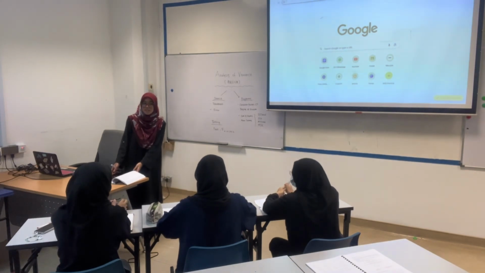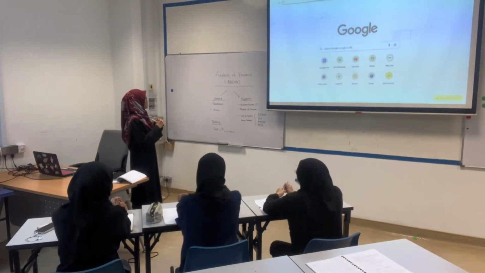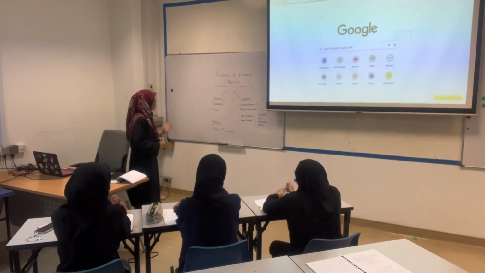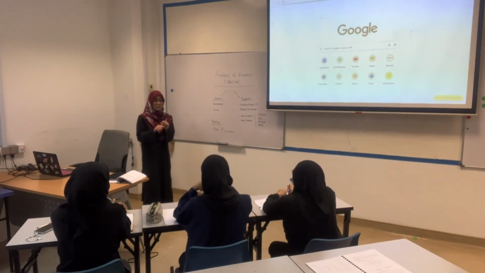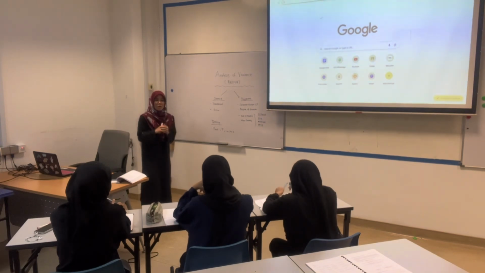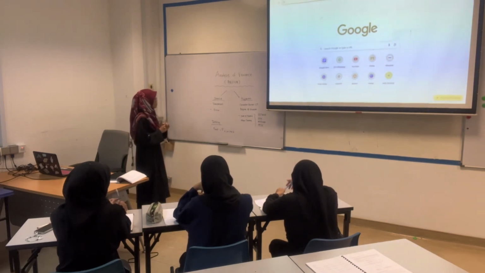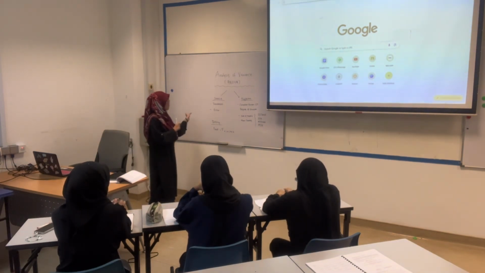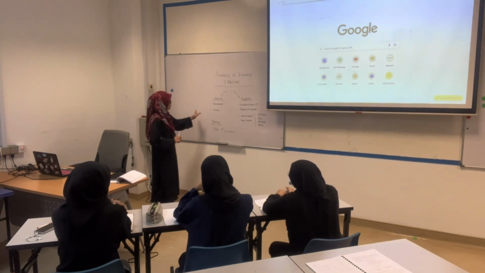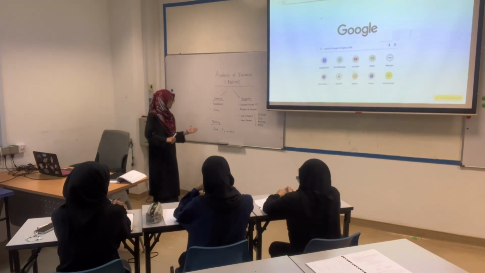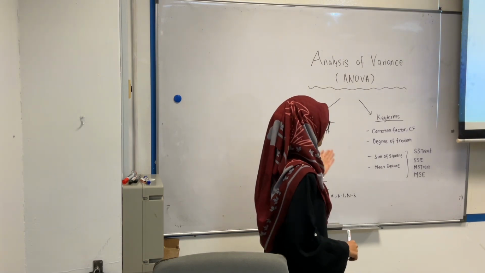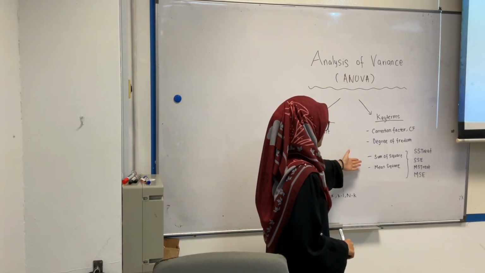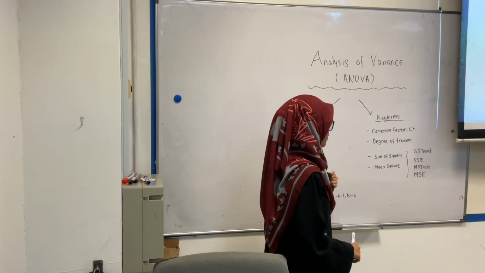Have you watched it? Yes. In that video, we learned about analysis of variance, which is ANOVA. In ANOVA, we learned how to compare 3 or more means, populations, or groups. In ANOVA also, we learned about sources and key terms. For source, we have treatment and error. For the key terms, we have correction factor, CF, degree of freedom, sum of squares, and mean square.